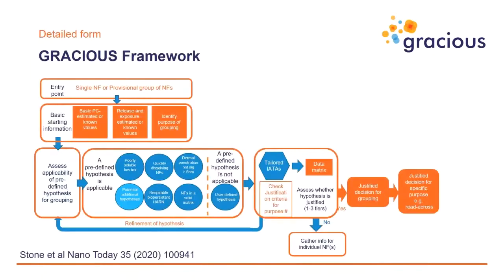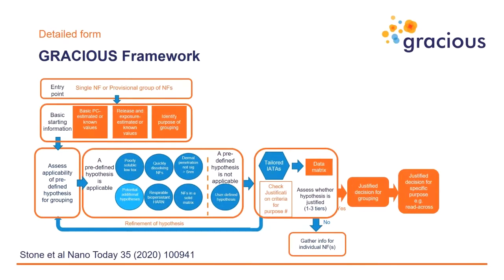So just to recap the GRACIOUS framework, you can enter with a single nanoform or a provisional group. You collect your basic information in terms of phys-chem characteristics, release and exposure, and identify the purpose. You generate your grouping hypothesis. You test your hypothesis using the IATAs to populate a data matrix, and the level of certainty you need is dependent upon your purpose.